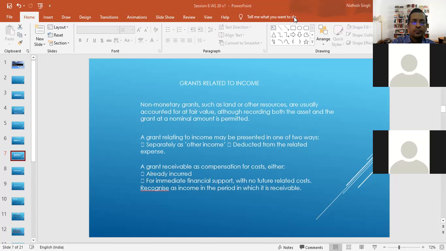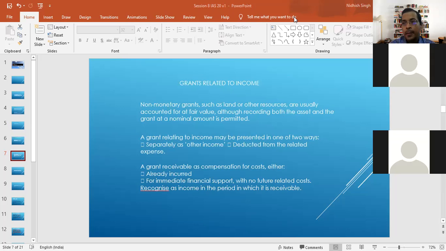Nidhish, it can be either, like it can be land or anything, because a grant receivable as a compensation for cost. Correct. But as a compensation for cost, it would be a more relatable item.